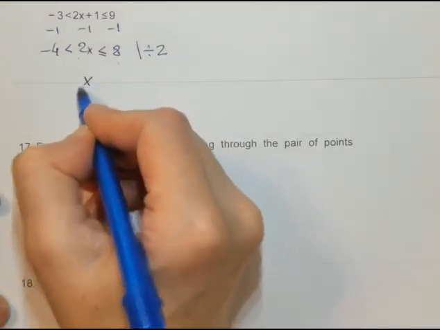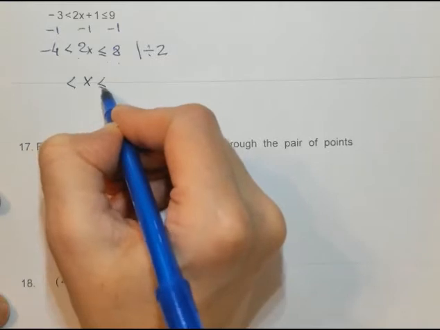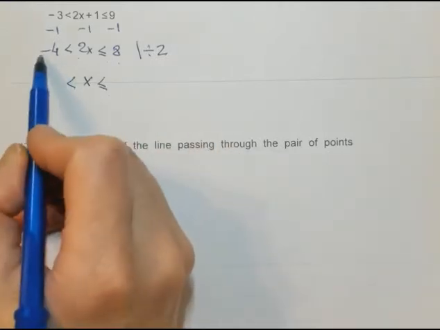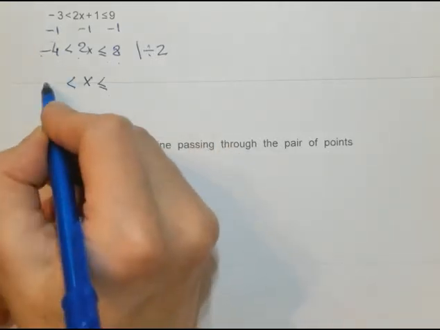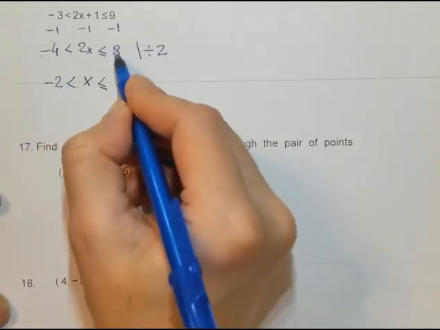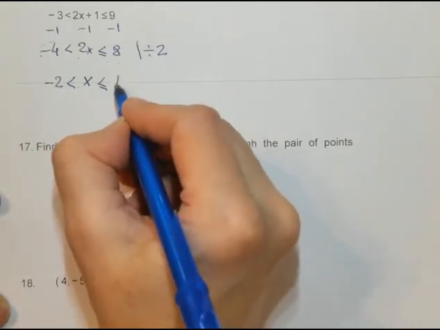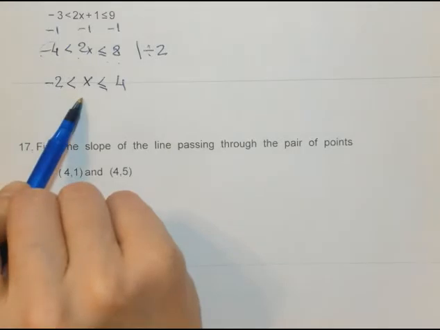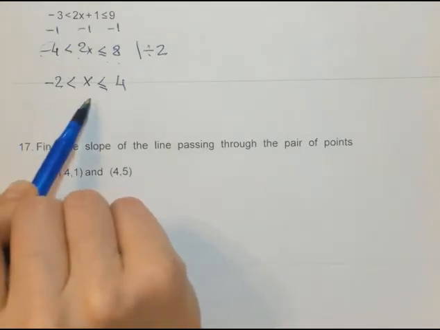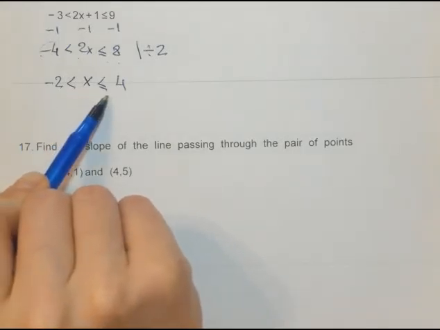We get x in the middle, greater than, less than or equal. Negative 4 divided by 2 will be negative 2. 8 divided by 2 will be 4. So x is greater than negative 2 and less than or equal to 4.